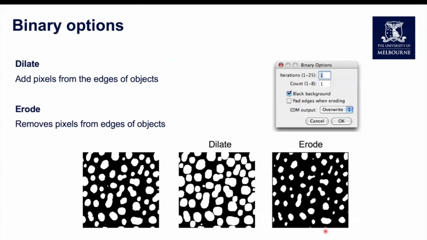I've already mentioned some of these binary options, although they do get a little bit more complicated from this point. One of the first things we'll do at the start of the quantification workshop is to make sure our binary options settings are correct. So in this case, when we hit the dilate button, we're adding pixels onto our object. And in this case, we're adding 1 line of pixels once to our objects. If we hit erode, then we're removing 1 line of pixels once from our objects as well.